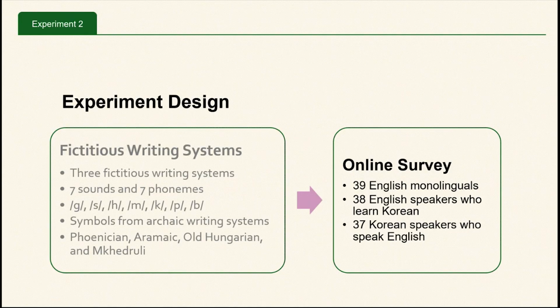Okay, the same basic experiment design, but with different participants. This time I used English monolinguals, English speakers who are learning Korean, basically my students, and Korean speakers who speak English. It's just because it's very hard to find any monolingual Korean speakers at this age in modern Korea.